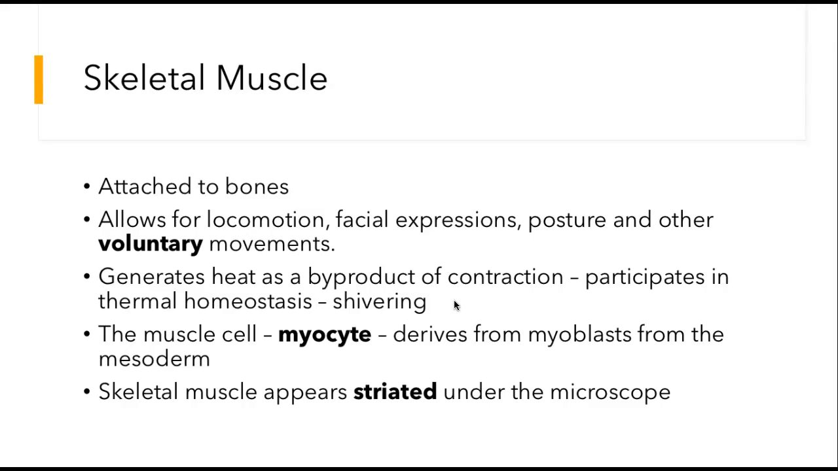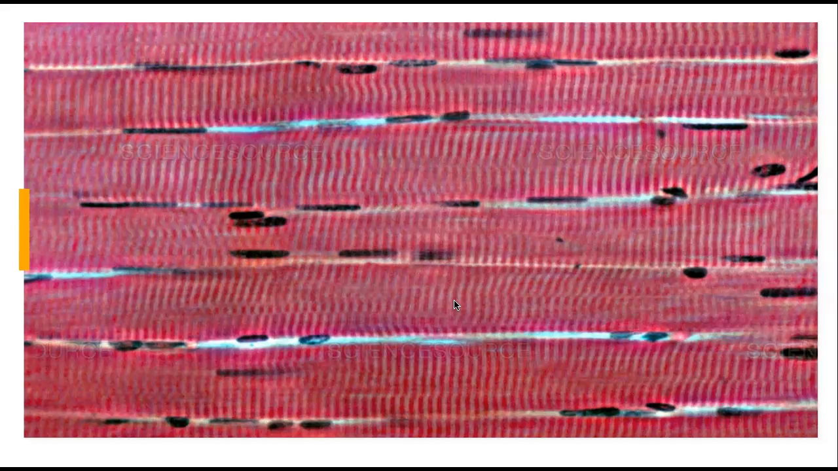The muscle cell itself is called a myocyte, and it derives from the myoblasts that are derived from the mesoderm. Skeletal muscle appears striated under the microscope. Let's take a look. So this is what it looks like under a microscope. It's striated because you'll see right here, the striation is due to this regular alternation of the contractile proteins, which are actin and myosin, along with other structural proteins. But basically, you can see right here, this is the striation that we're talking about. So let's move on.